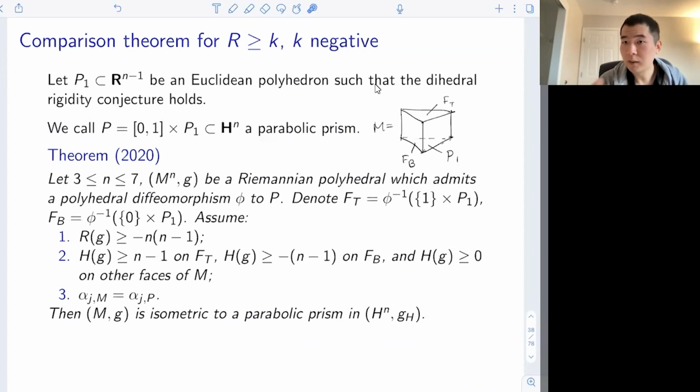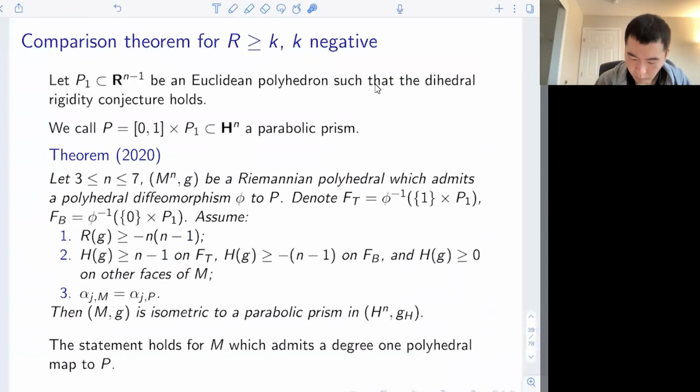Well, one natural question is, can we formulate such a conjecture or theorem for a positive lower bound of scalar curvature, where k is positive? This turns out to be quite tricky, and I'll come back to this with some observations at the end of this talk. Oh, by the way, this statement also holds for slightly more general polyhedra, which admit a degree 1 polyhedral map to P.